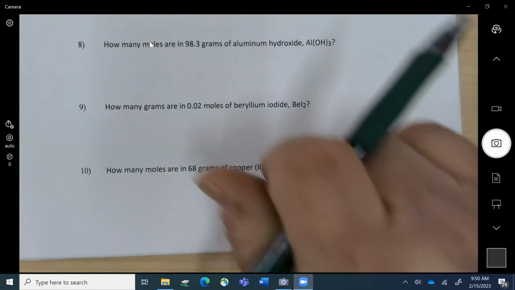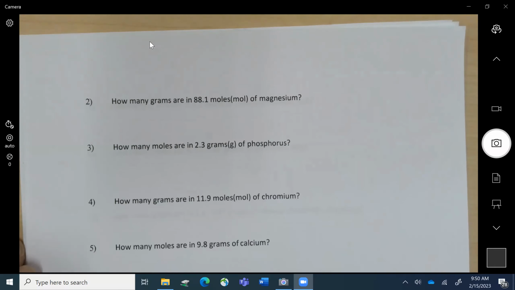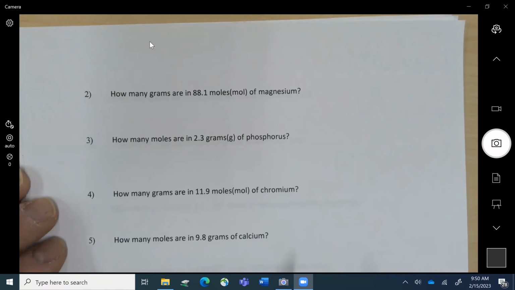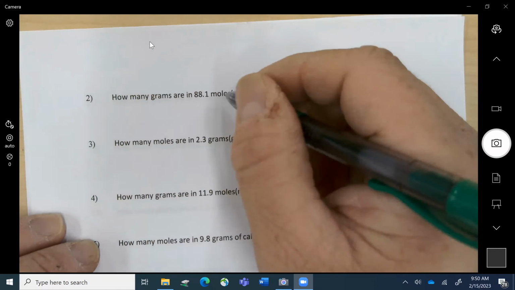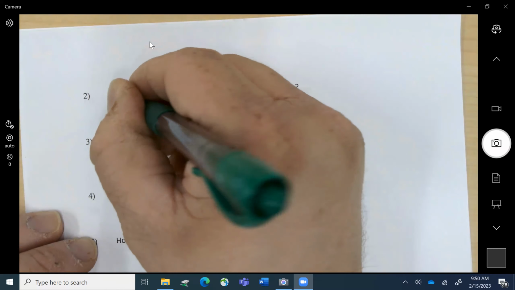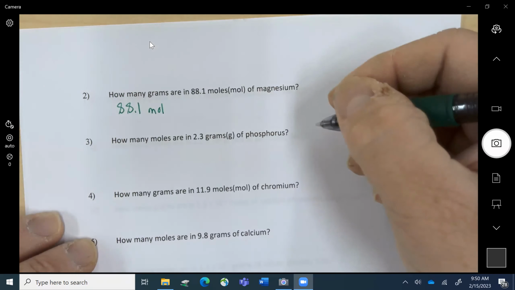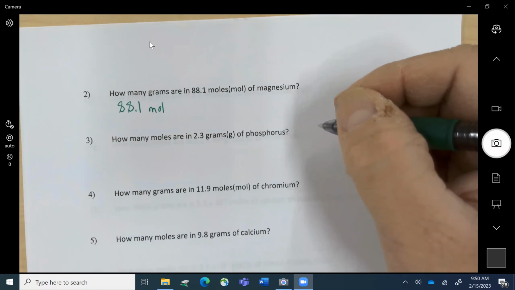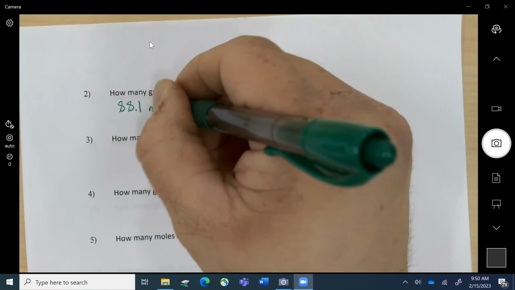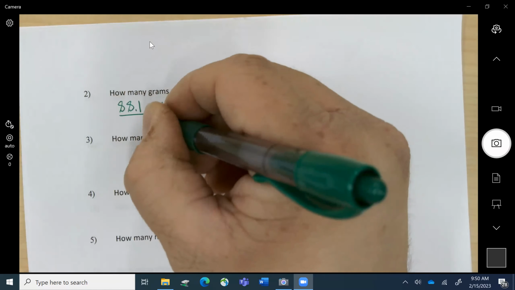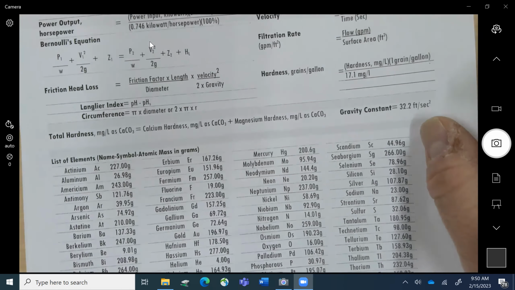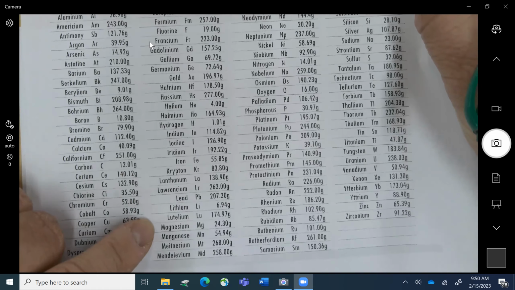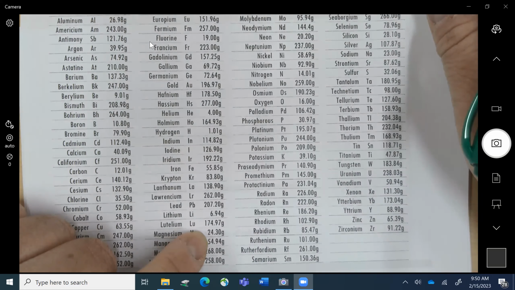The next one here. How many grams are in 88.1 moles of magnesium? So, 88.1 mol. I'm going to start being lazy; that's what stands for moles, just so you know. I'm going to start not writing it out all the time. Well, you're going to go to your periodic table, or in our case, the math formula sheet. You're going to find magnesium, Mg, which is right here. And it weighs 24.30 grams.